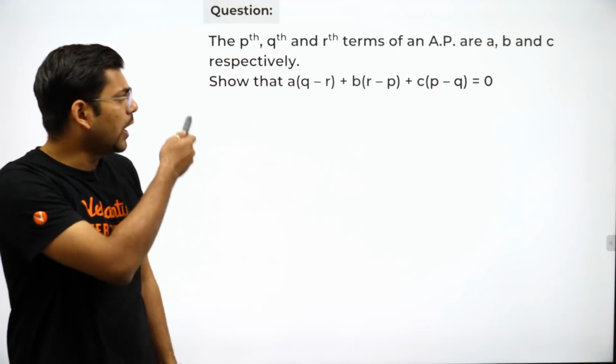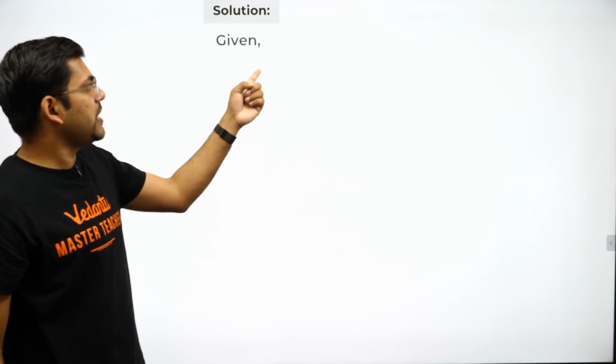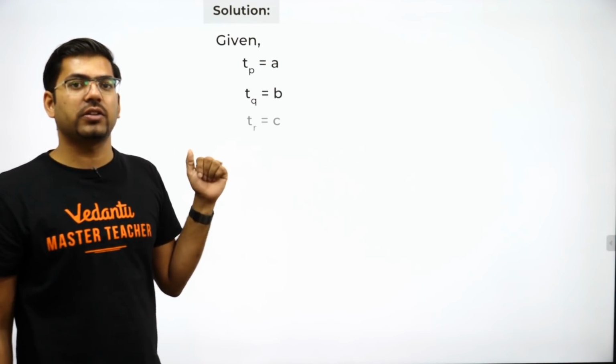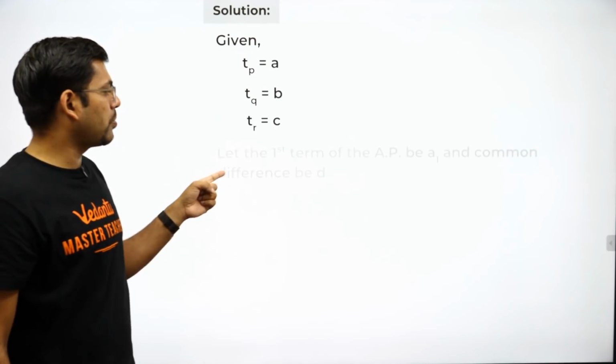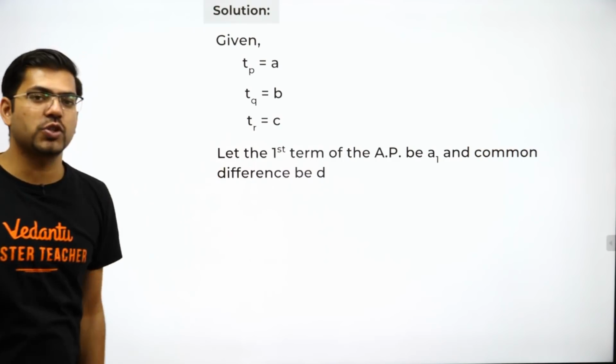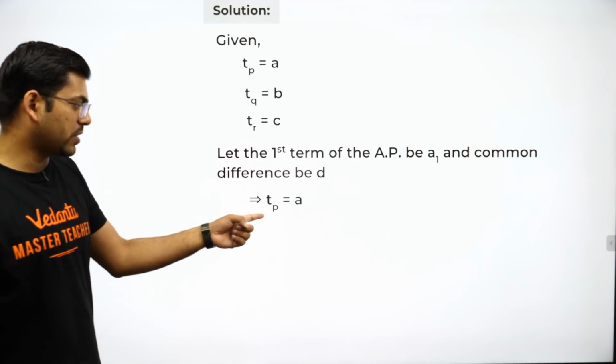So how to solve them? Just write down whatever is given. Pth term is given. So TP, Pth term is A, Qth term is B and Rth term is C. So I'll just write down the formula for Pth term. First term of an AP I have assumed A1 and common difference to be D. I have written all those things, and now I'll be writing the formula for Pth term A.